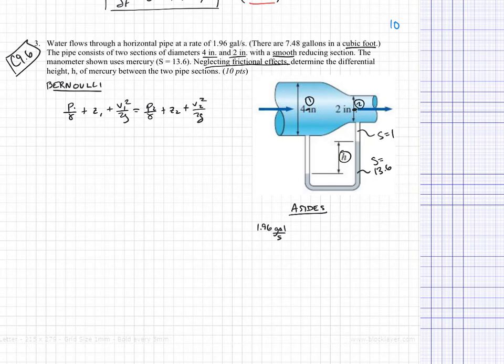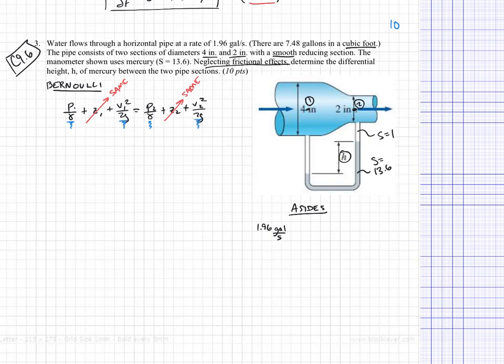All right, so let's see here. Z1 and Z2 are going to go away because they're the same. P1 and P2 are going to come from the manometer. And V1 and V2 are going to come from continuity.